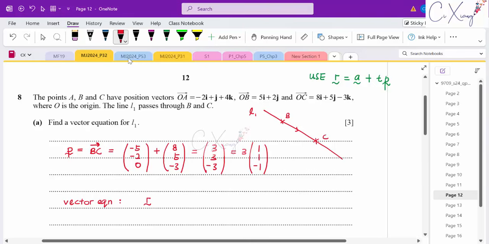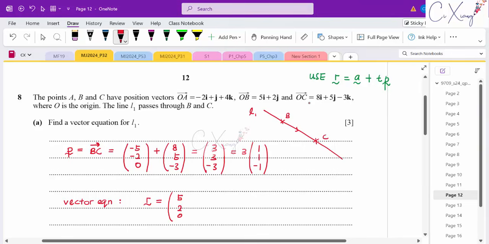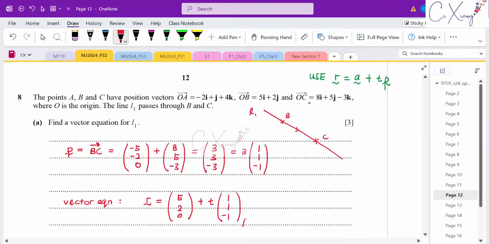Okay, so the vector equation is r equals a plus tb. For a, I want to substitute a passing point. B and C are the two passing points of the line, so you can use OB or you can use OC. For me here, I'm using OB. So I have (5, 2, 0) plus t times the direction, which is (1, 1, -1). Okay, so this is the vector equation for line 1.